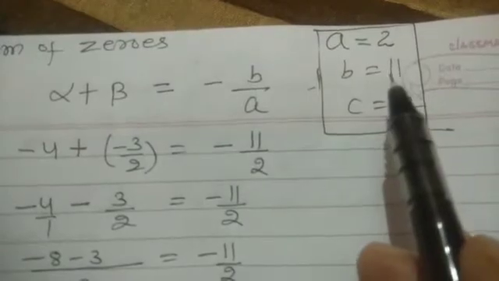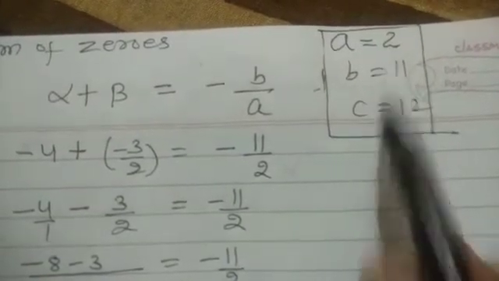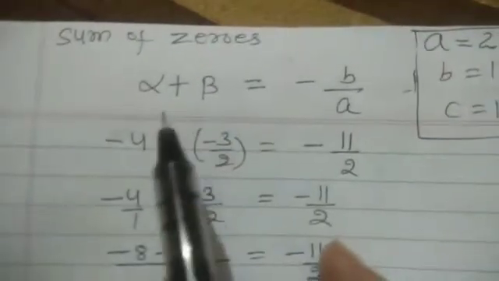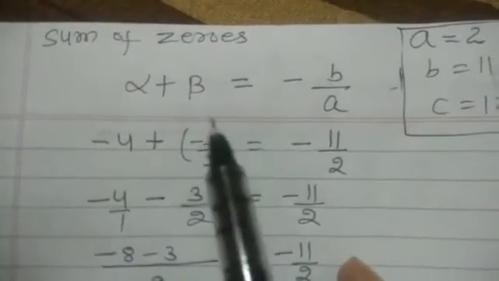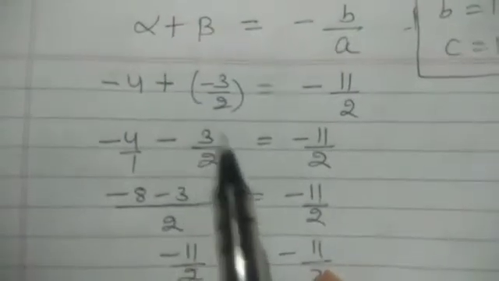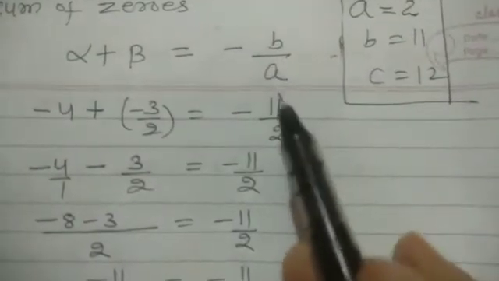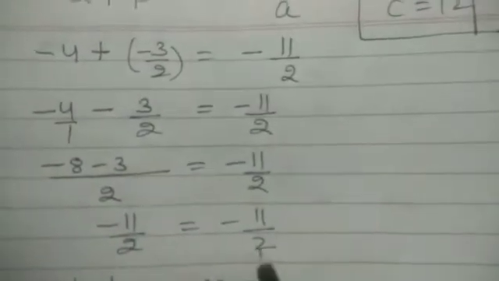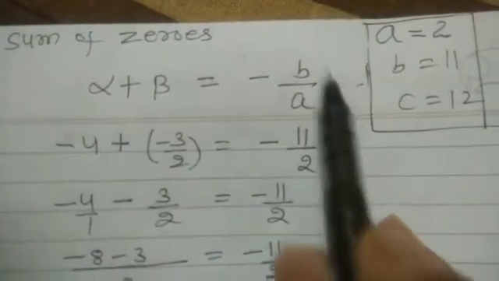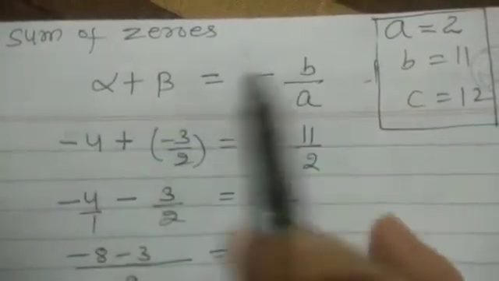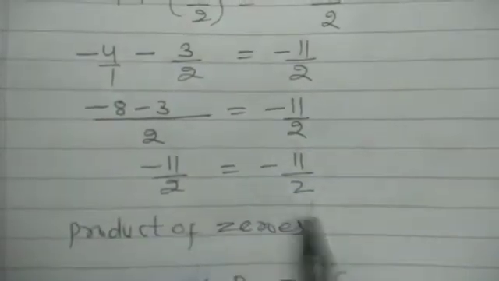The values of b is 11 and a is 2. These were our coefficients, and minus 4 and minus 3 by 2 are our zeros. Now when we solve this side, we will get minus 11 by 2, and on the right hand side minus b upon a is also minus 11 by 2. So this is the relationship between the zeros and coefficients. Now we have verified that this relationship is true. Both are coming the same.